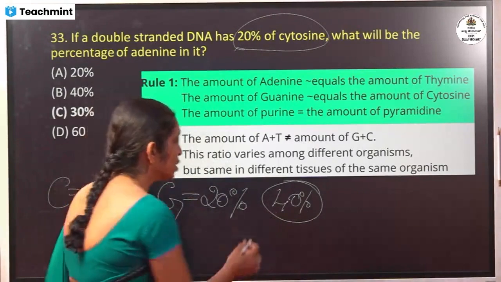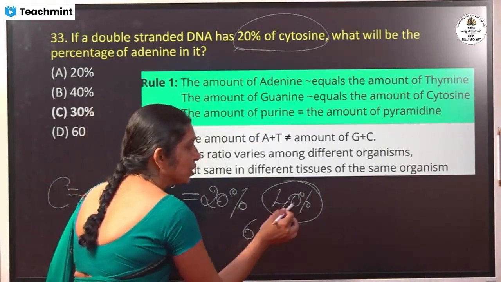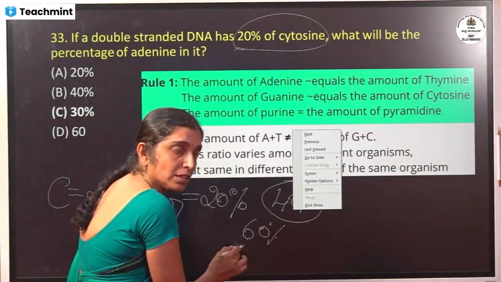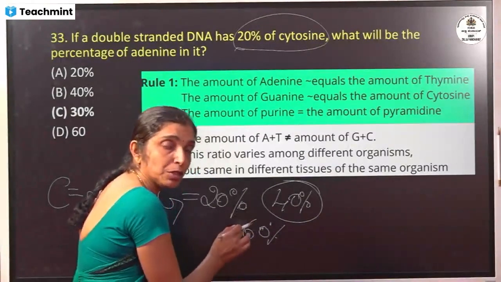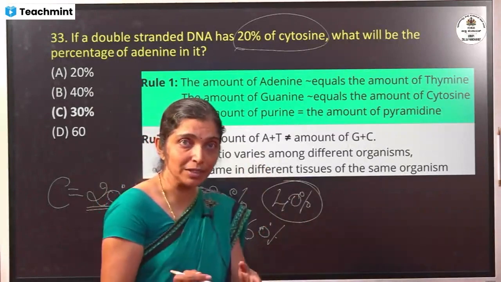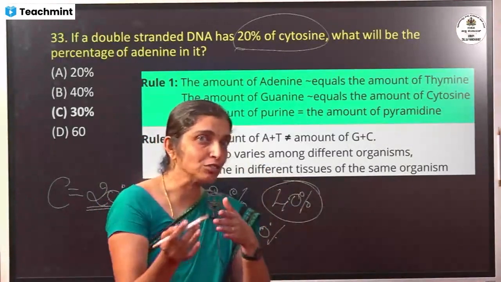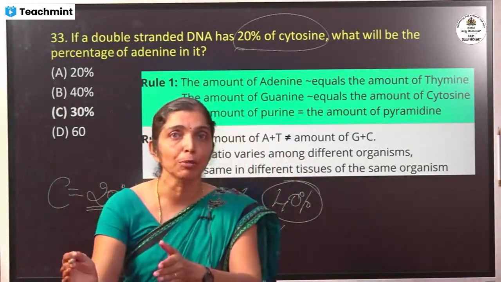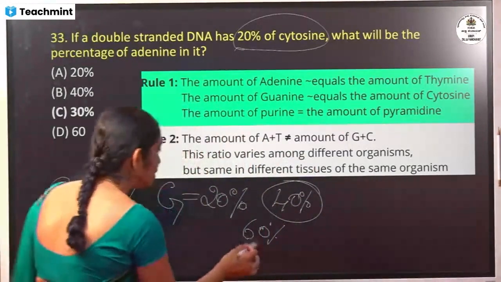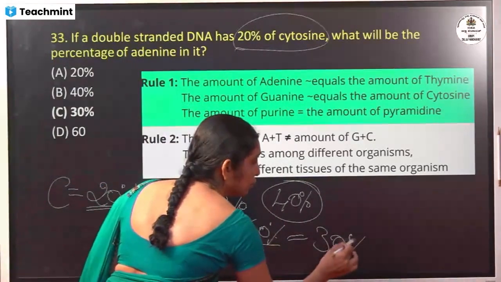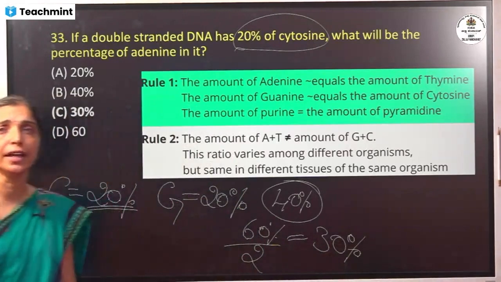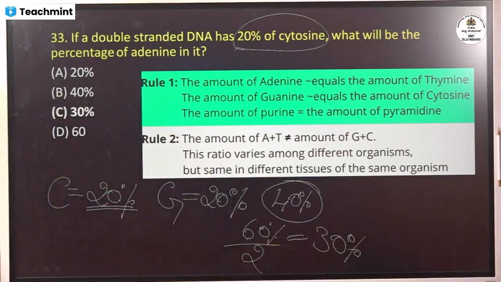Now how did I get 60%? Out of the 100%, if you remove 40, then it is 60. Out of the 60%, this has to be divided between your adenine and thymine. So they always bind. So the amount of adenine is always equivalent to the amount of thymine. So this is going to be divided by 2. So each one is equal to 30%. So you have 30% of adenine, 30% of thymine. So the right option over here is C, 30%.